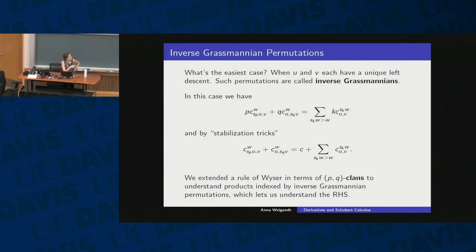And then on the right-hand side, there's still a bunch of stuff potentially, but maybe we could hope to make sense of it. And then by stabilization tricks, which I'll sweep under the rug, we can drop coefficients from this formula at the price of picking up an extra Schubert structure constant. Okay. So the "we" is me and Oliver Pechenik. We extended a rule of Weiser in terms of PQ clans to understand what's going on on the right-hand side of these expressions. So we changed PQ clans to something we called back-stable clans, and we were able to understand the right-hand side, which gives us hope of understanding the left-hand side.